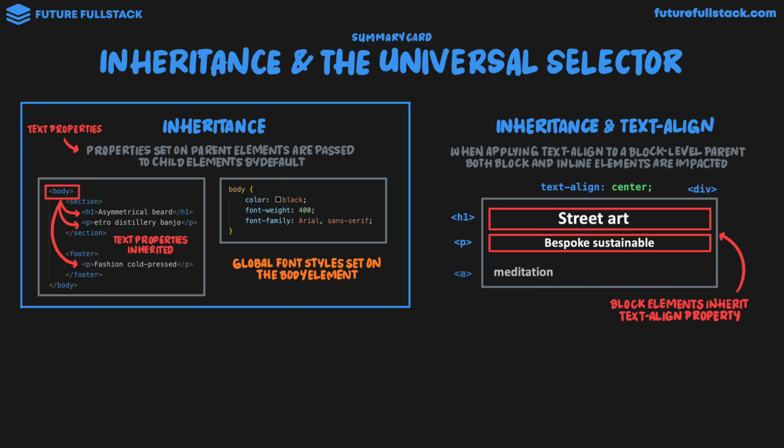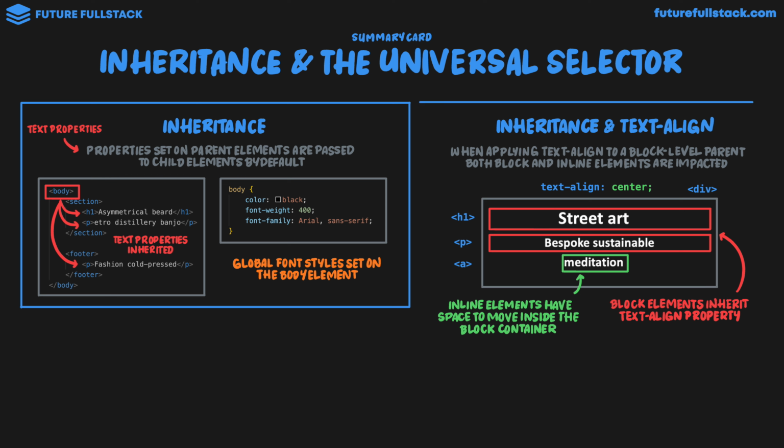We saw an anchor tag, which is an inline element, and inline elements have space to move inside the block container, which results in the anchor tag being centered. So applying text-align to a container results in both block and inline elements being centered, just through different mechanisms.